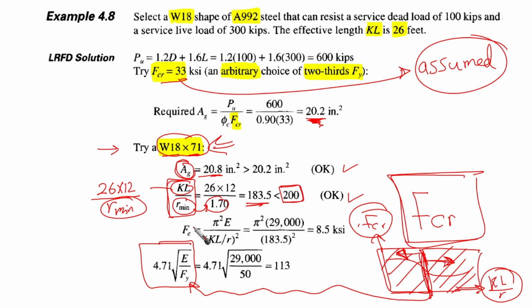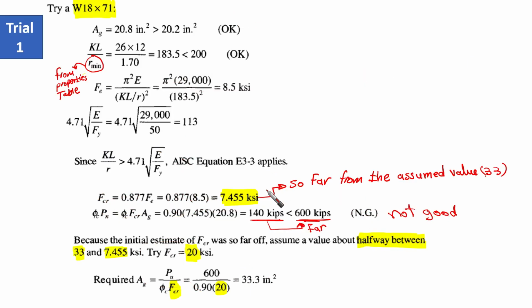When we check this, this is our limit, which is E over F yield. E is 29,000, it is constant for all types of steel, and F yield is 50, because we use A992 steel. And this is 113. Okay, this is our limit. So the limit here is 113. So what is our KL over R? It is 183, right? 183.